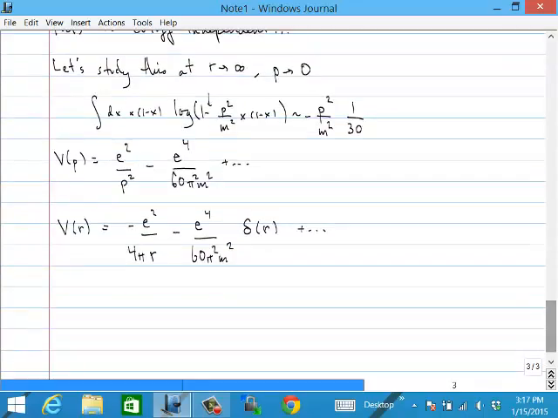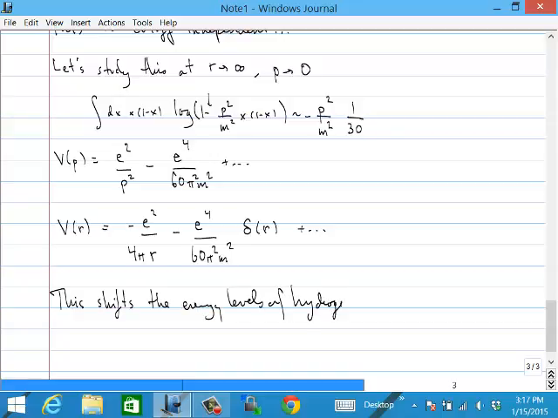And in fact, this leads to observable effects. In particular, this shifts the energy levels of the hydrogen atom. So first of all, that correction term is very small. So we can treat it as a perturbation to the Hamiltonian of the hydrogen atom and treat it using standard perturbation theory in non-relativistic quantum mechanics.